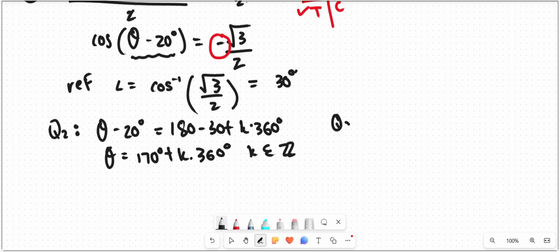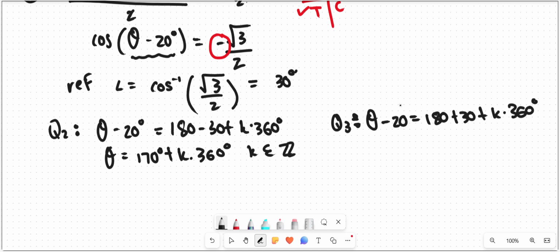The other one that's in quad 3 will be theta minus 20 degrees is equal to 180 plus my reference angle with my K360.